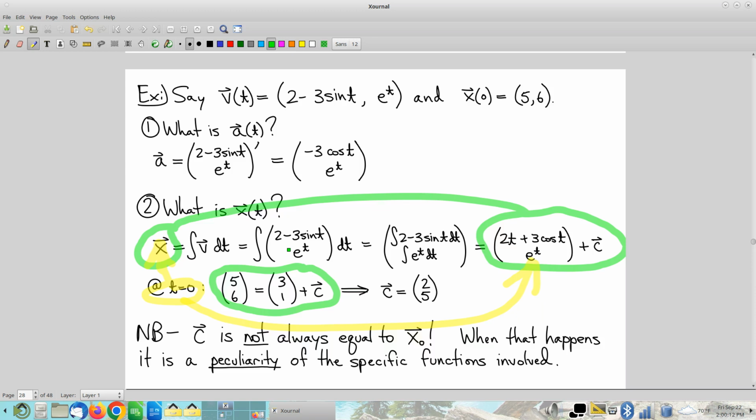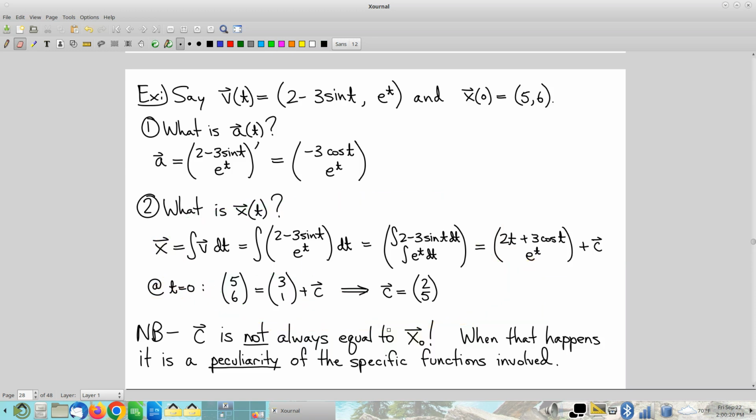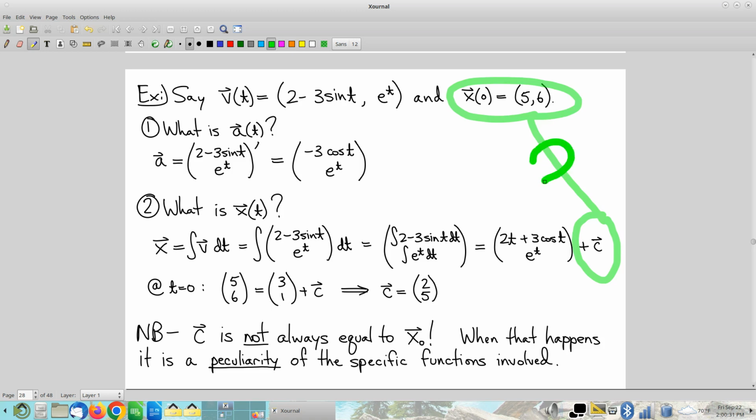Okay. Cool. Now, while I'm here, I do want to comment on one thing about this. A lot of people mistakenly think that what they call the integration constant is always equal to the initial value. A lot of people think that. This is absolutely not true. I mean, case in point, right? It's clearly not true.